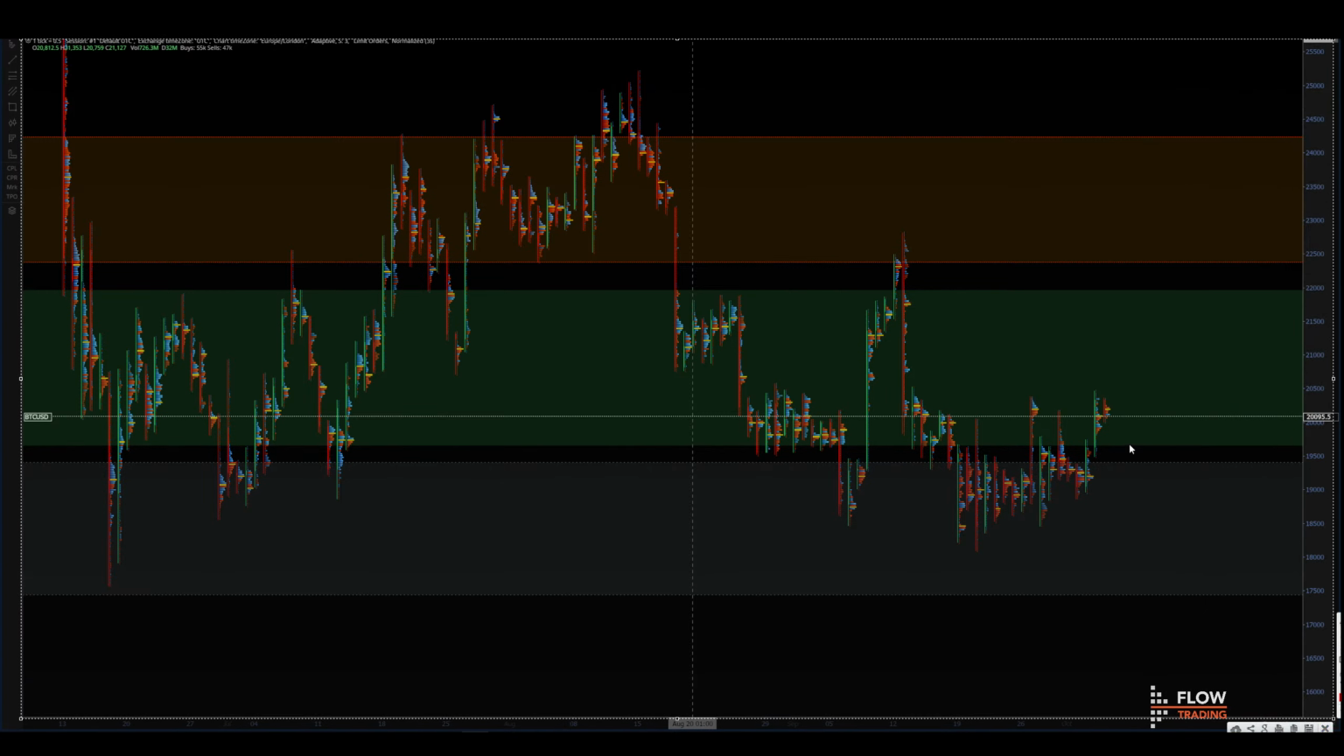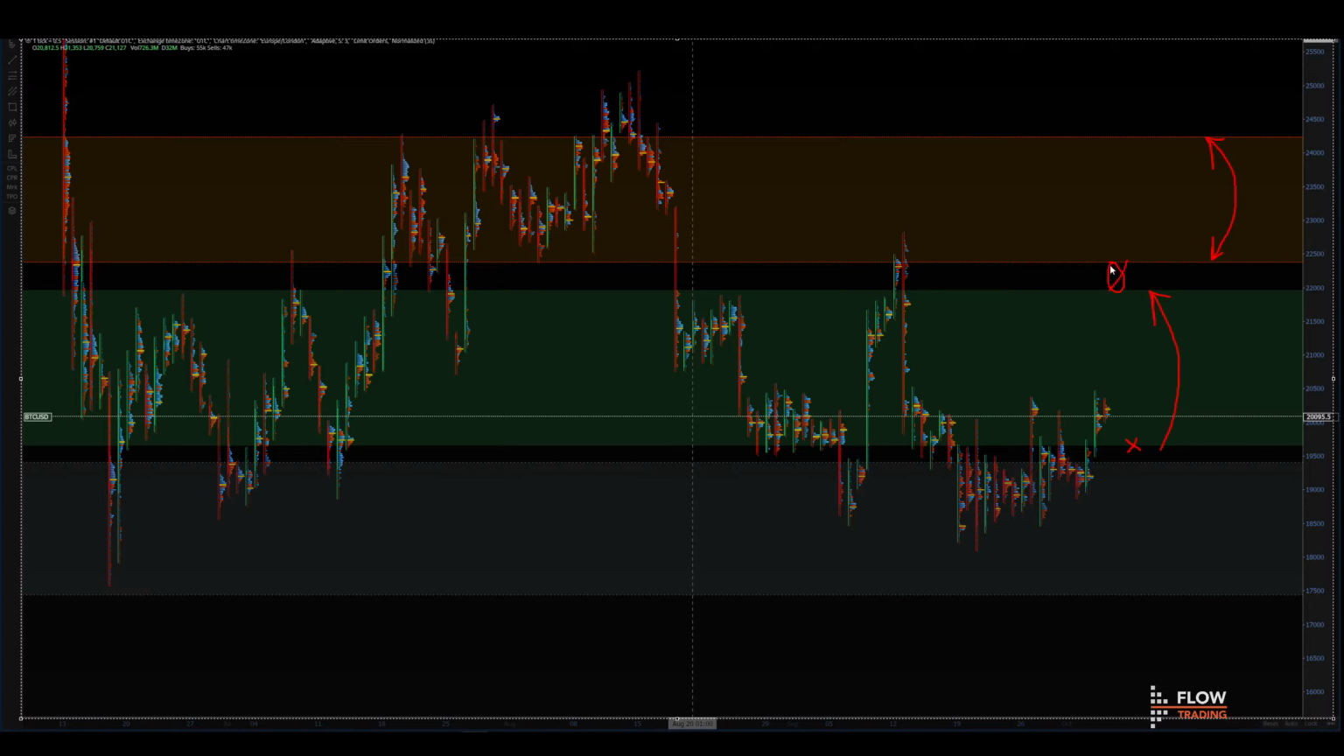Lo and behold, 19,700 is that level there, right? So if this holds, then I've got no reason to doubt that we could be heading all the way to 22k. That's where that 4-hour order block is. That's where an imbalance is, and the beginning of a new balance area all the way up here, right?